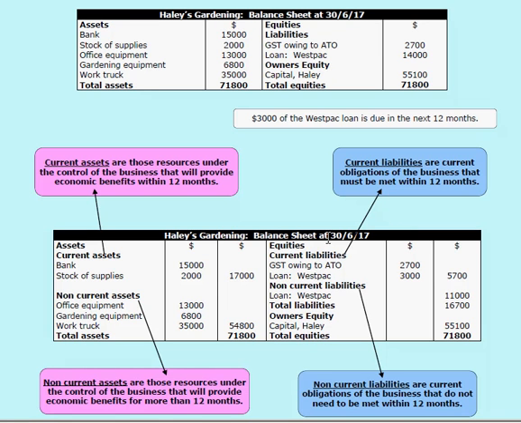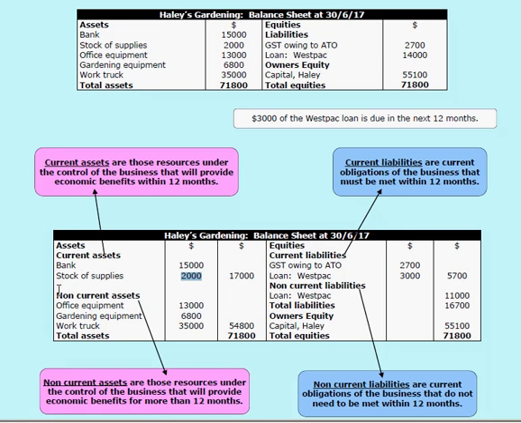stakeholders. For example, the assets have been grouped under the heading current assets if they are assets that will provide a benefit to the business within 12 months. So the most common example there is bank. Bank is a current asset. It's going to provide an immediate benefit to the business. Stock of supplies or materials is a common current asset because it's going to provide economic benefits within 12 months. It's going to be used up and therefore provide the benefit within 12 months.